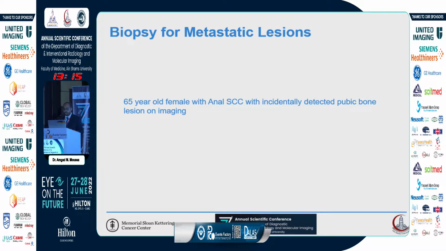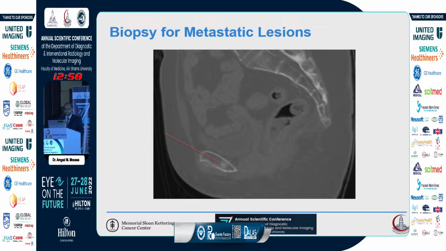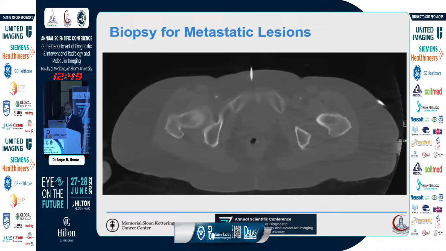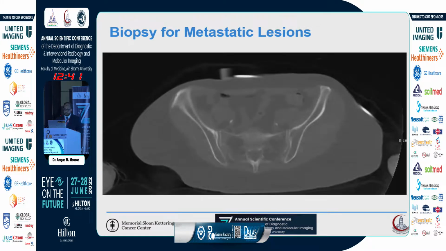Another similar lesion, this is a 65-year-old female with anal SCC that had an incidentally detected pubic bone lesion on imaging, and that would affect her prognosis and her staging. You can see it's seen here on the CT, and in these lesions, we like to have an approach that is sort of in line with the bone to minimize the risk of a fracture. And that sometimes requires the use of CT navigation software that we can use to get into the bone in the appropriate trajectory. And this is how we got into the lesion and got the sample.